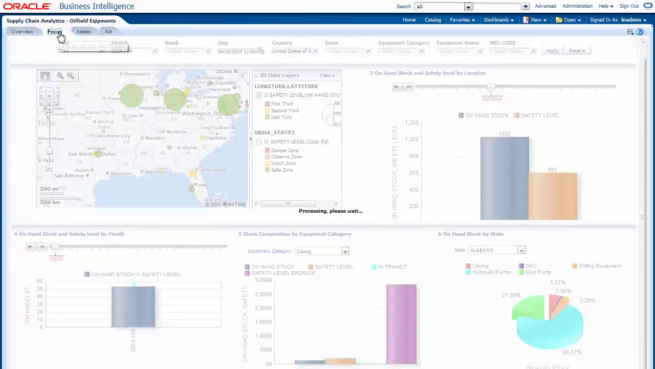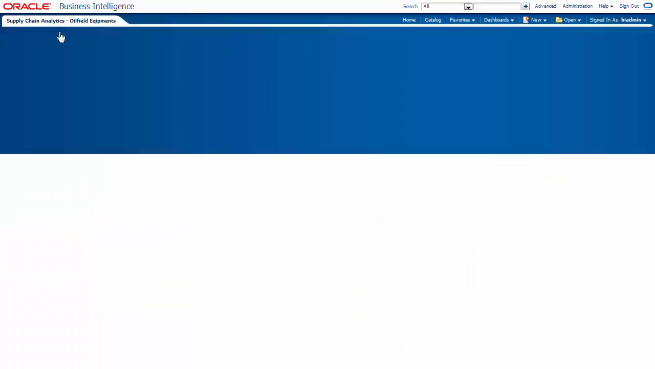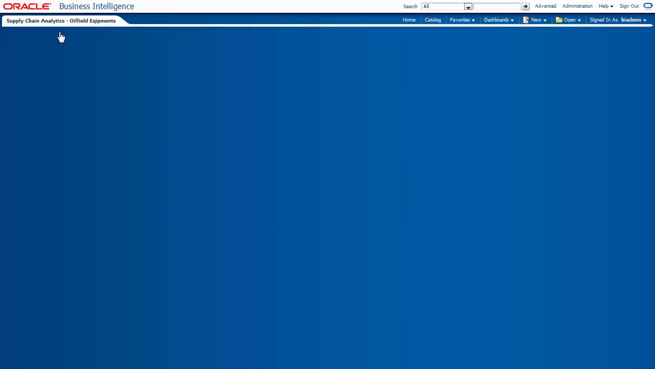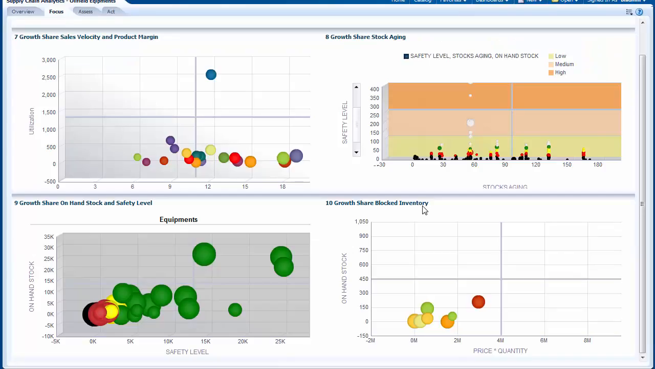We saw main key supply chain parameters and the complete supply chain in a geospatial chart. Now let's go ahead with the two targeted demo scenarios for today. In the focus tab, you will notice several BCG growth share charts. Out of these charts, chart number 8 gives the BCG growth share metrics for safety level versus stock aging.